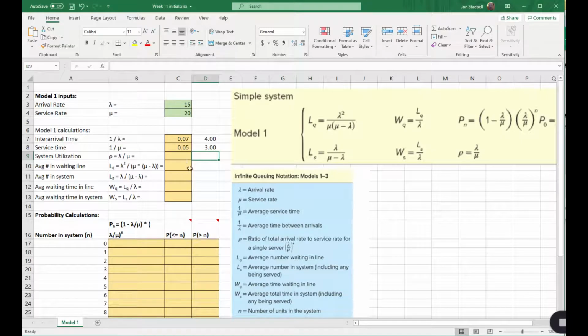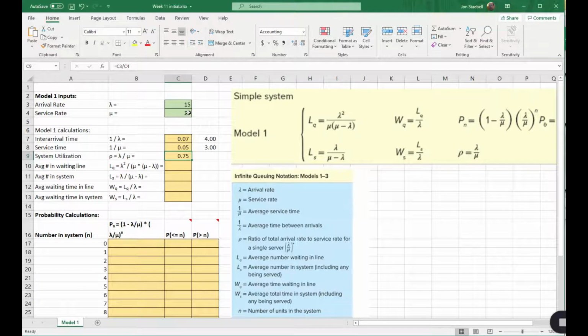The next thing we want to calculate in gold is the system utilization. This is the Greek letter rho, and that consists of lambda divided by mu. So I'm going to say equals C3 divided by cell C4, which is 0.75 or 75%. What we're saying there is the person in this system is busy 75% of the time, and 25% of the time they're free, available to do other things.